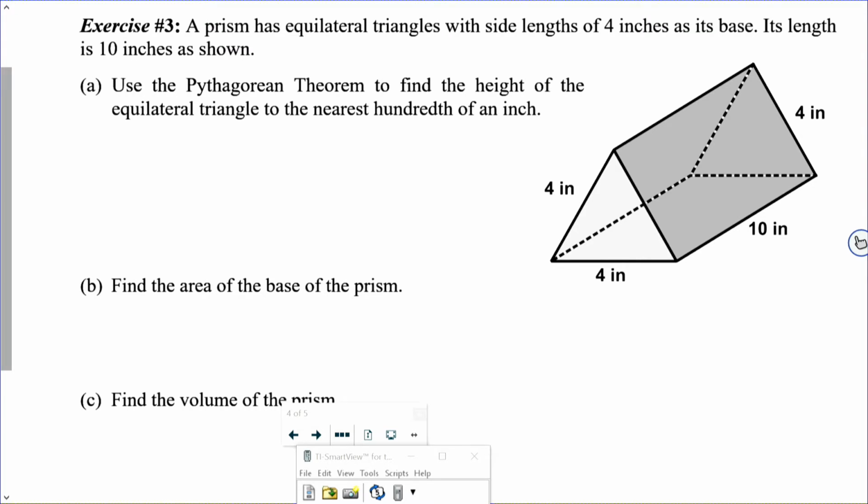A prism has equilateral triangles with side lengths of 4 inches as its base. Its length is 10 inches as shown. Use the Pythagorean theorem to find the height of the equilateral triangle to the nearest hundredth of an inch.